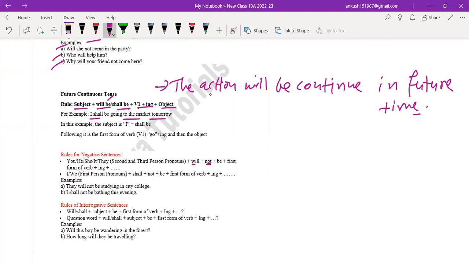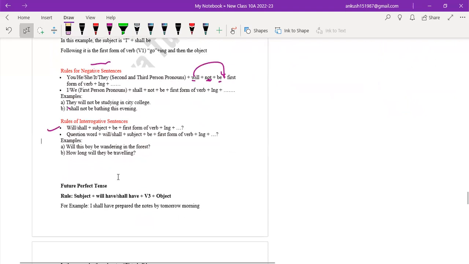After will, you need to use not if you want to make it negative, in between will and be. I told you earlier that whenever you want to make the sentence negative with combined helping verbs, put not in between the helping verbs. It is no need to tell you how to make the sentence negative.